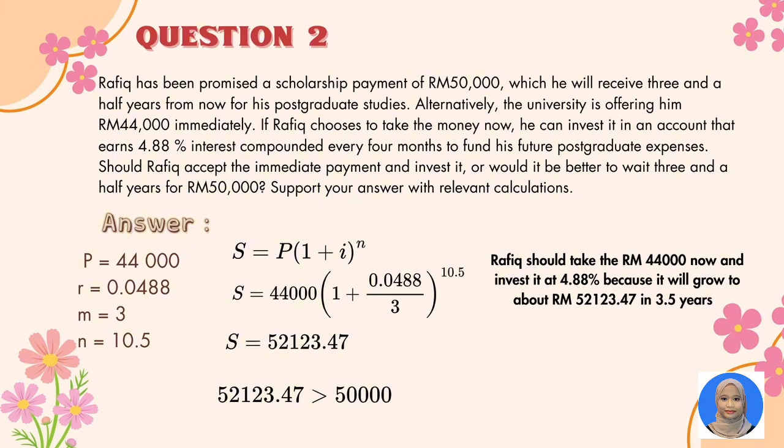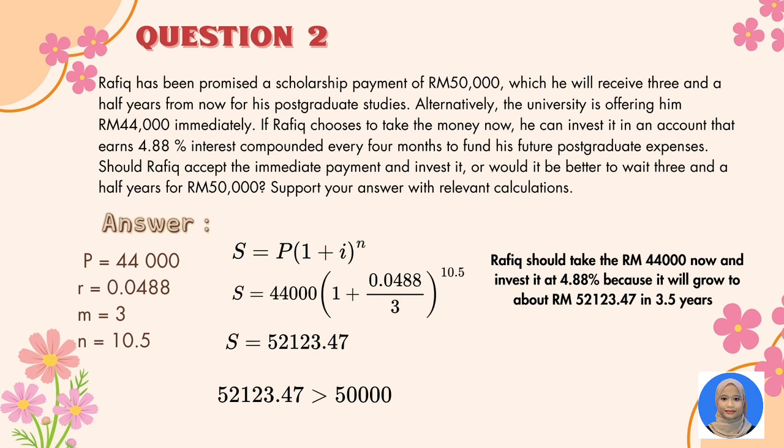Let's move to question 2. Rafiq has been promised a scholarship payment of 50,000 ringgit Malaysia, which he will receive 3.5 years from now for his postgraduate studies. Alternatively, the university is offering him 44,000 ringgit Malaysia immediately. If Rafiq chooses to take the money now, he can invest it in an account that earns 4.88% interest compounded every 4 months to fund his future postgraduate expenses. Should Rafiq accept the immediate payment and invest it, or would it be better to wait 3.5 years for 50,000 ringgit Malaysia? Support your answer with relevant calculations.